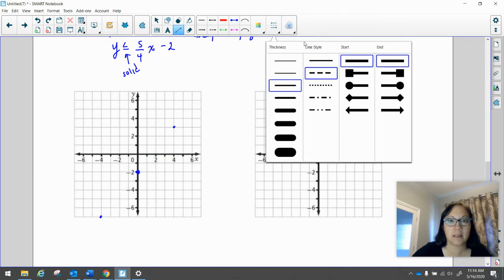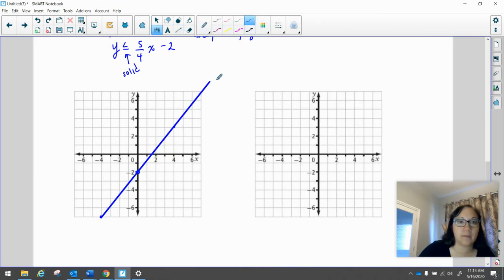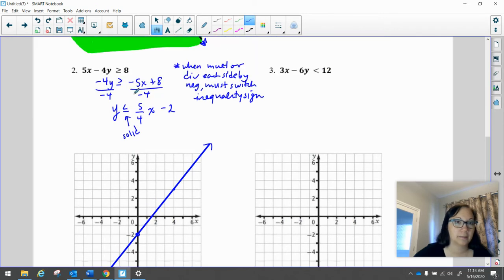Oh, it was still on dashed. Let's try that again. There we go. So I've got my solid line. Thank goodness it didn't go through 0, 0. So I'm going to test 0, 0 here.